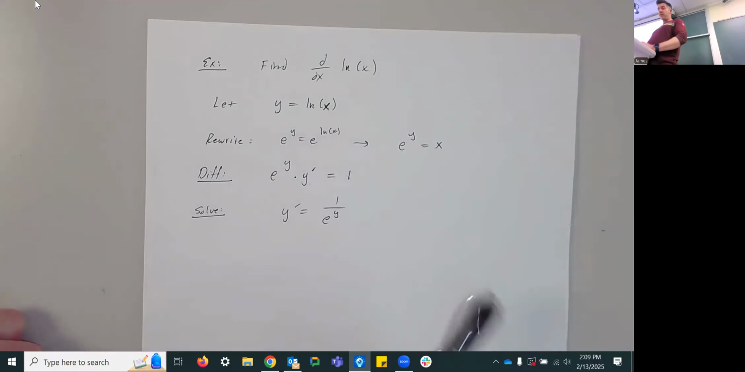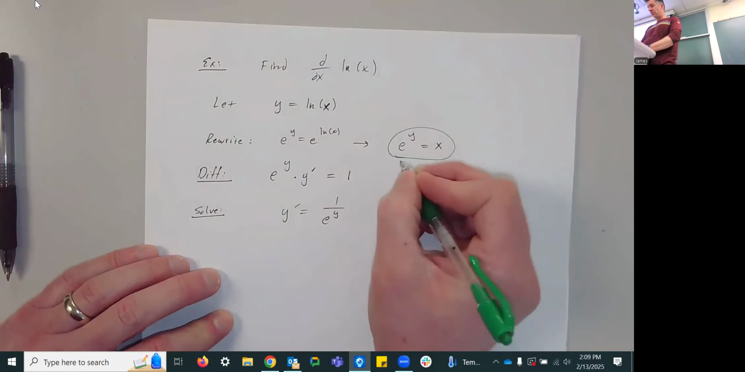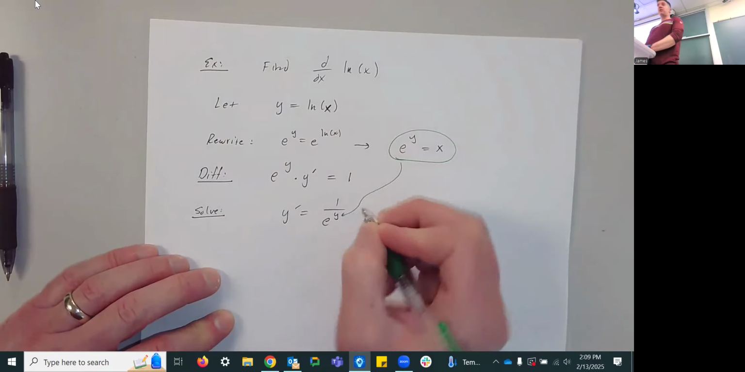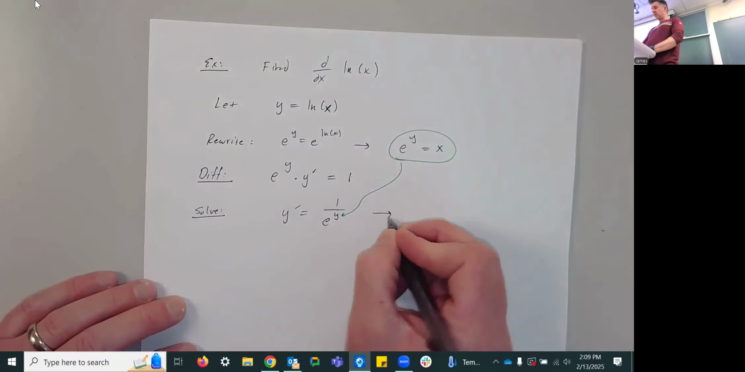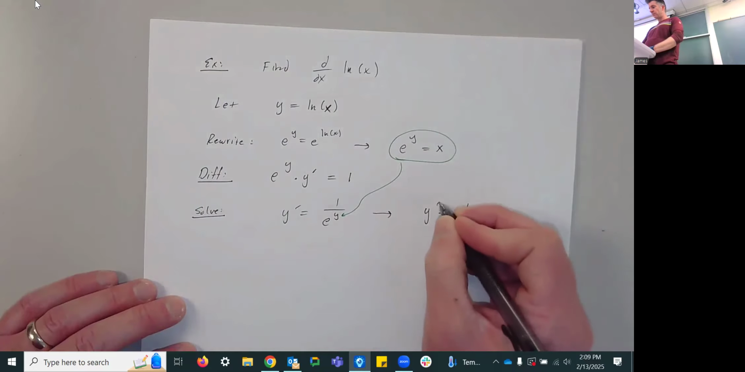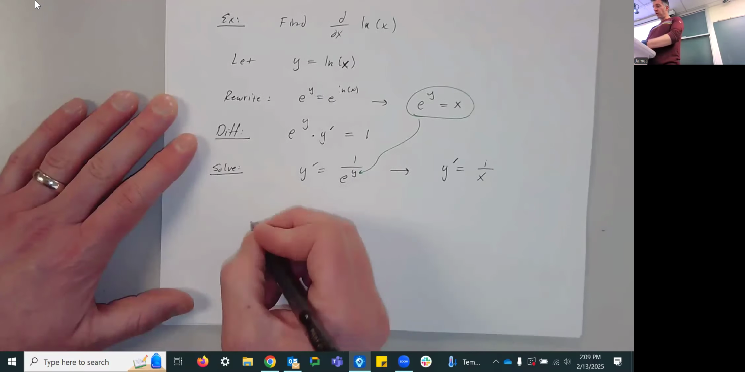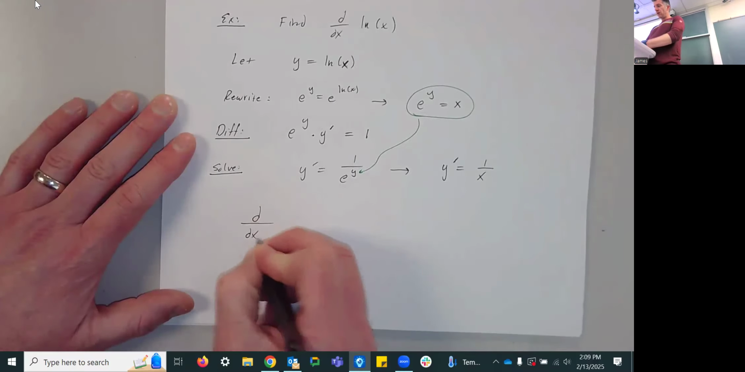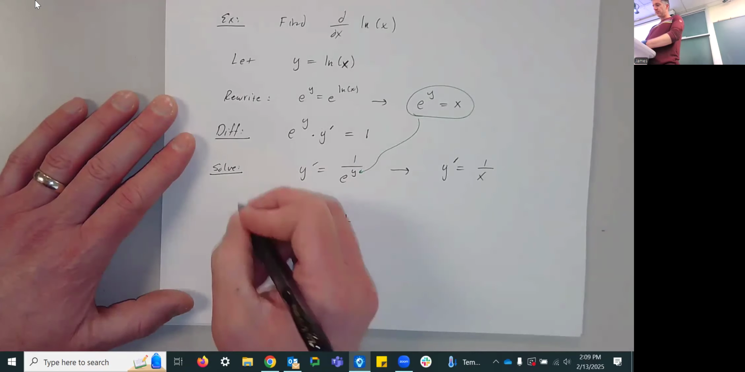And we can because, hey, look, we know that e to the y is equal to x. So we're just going to replace e to the y with x. So that gives us that y prime is equal to 1 over x. That's the derivative of the natural log function. So it is true that the derivative of the natural log of x is equal to 1 over x.